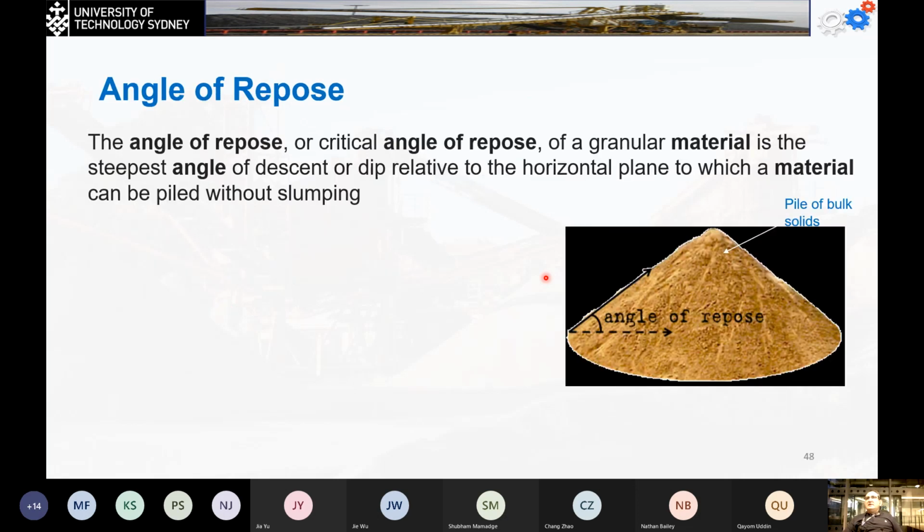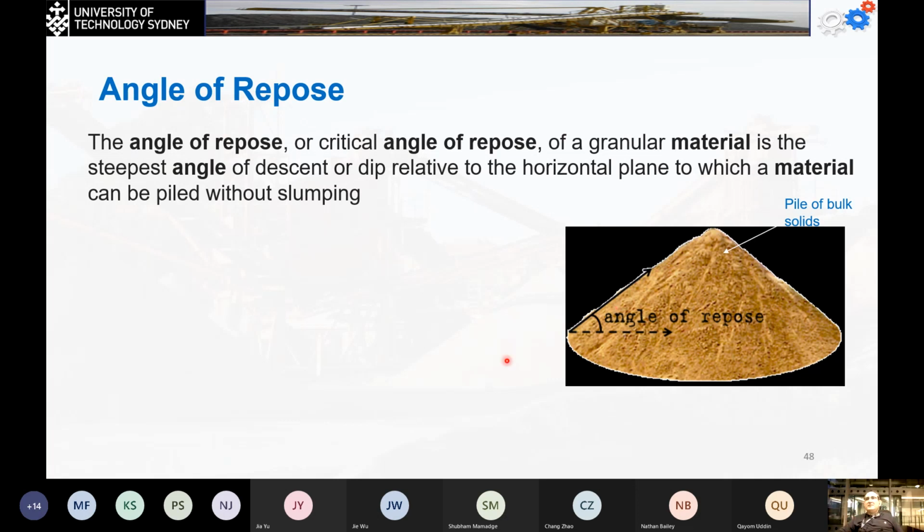So we learned about the angle of repose earlier. We said that the angle of repose, or the critical angle of repose of granular materials, is the steepest angle of descent of the slope relative to the horizontal plane to which the material can be piled without slumping. So if I have very fine materials, it's usually going to hold itself. But with a coarse material, it's always going to slump.